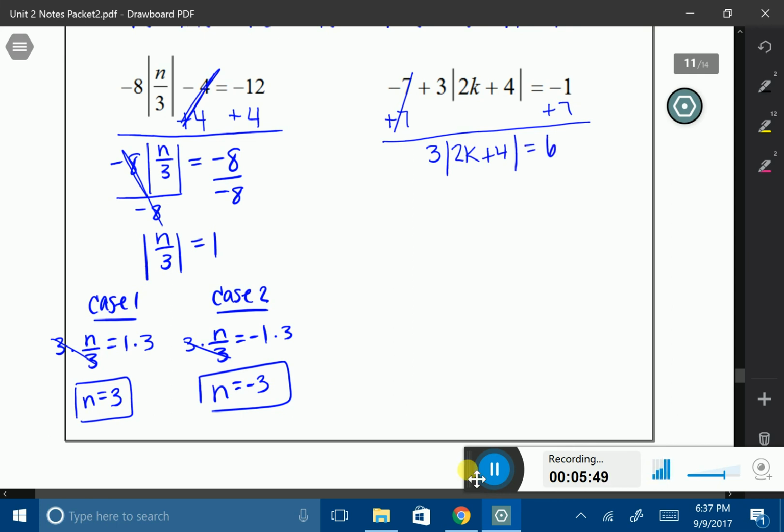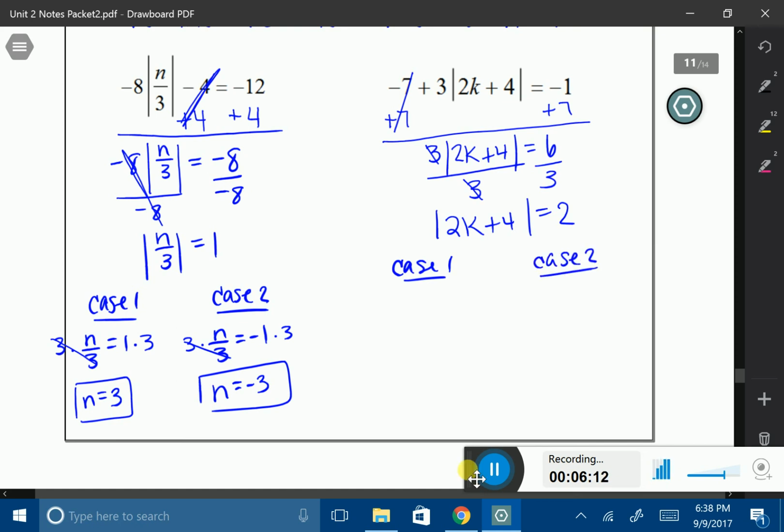Okay, and I have a 3 outside as well, so I'm going to go ahead and divide by it so that I can eliminate it. So the 3 is gone as well, and now I'm left with 2k plus 4 equals 2. At this point, now that I have nothing outside of the absolute values, now this is my case 1 and my case 2.